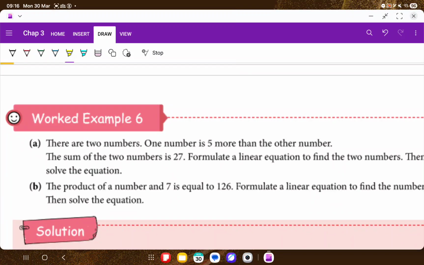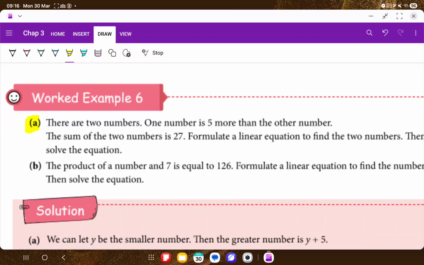Word example 6. I'm only going to do A. Let's look at the question. There are two numbers. One number is 5 more than the other number.